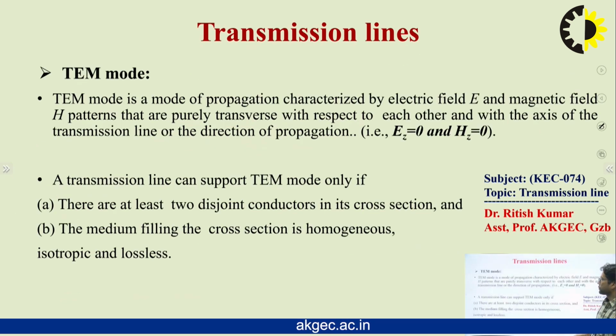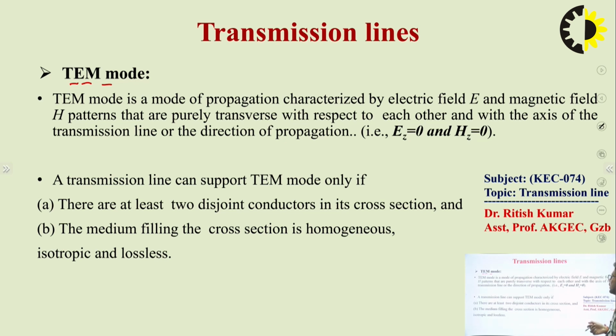Further, for the TEM mode, that is the transverse electric magnetic mode, as the name suggests, in this mode the magnetic and electric fields are purely transverse with respect to each other and with the axis of the transmission line and the direction of propagation. If I consider the direction of propagation in the z direction, then we have Ez equal to 0 and Hz equal to 0 for the case of the transverse electromagnetic mode.